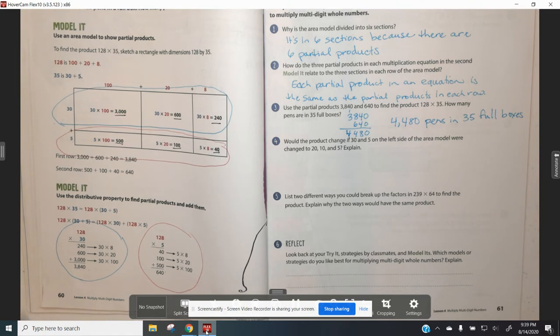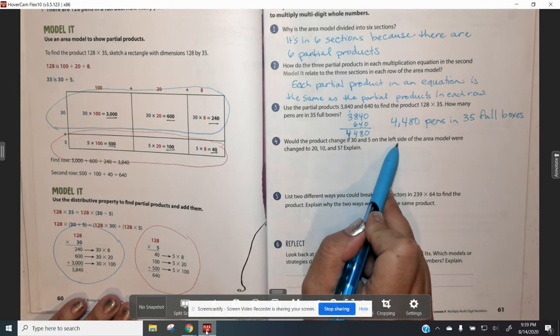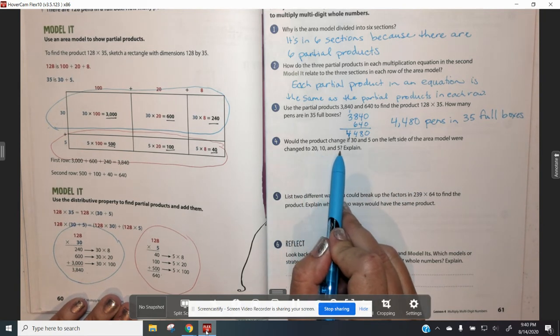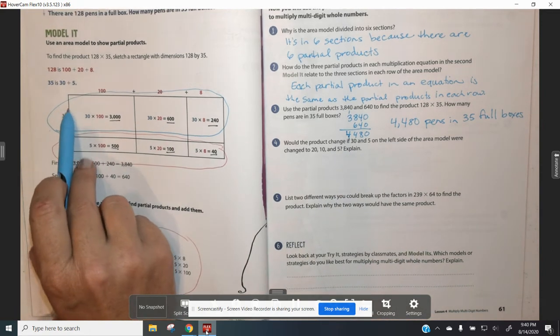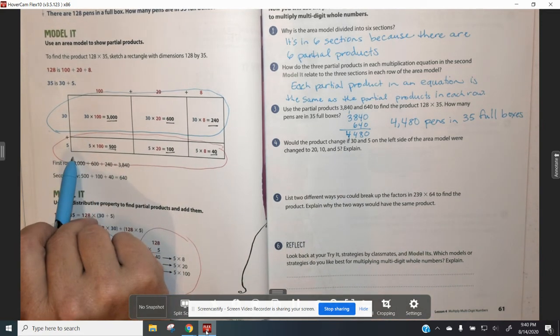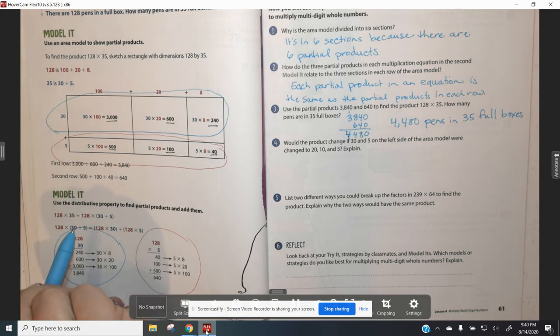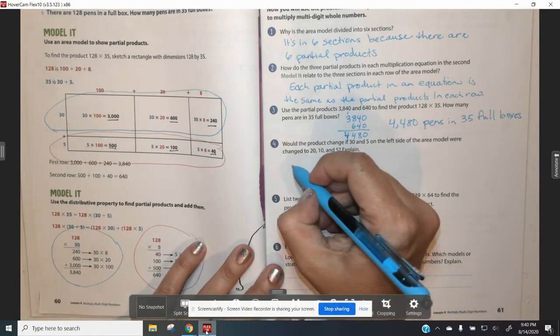All right. Now, would the product change if 30 and 5 on the left side of the area model were changed to 20, 10, and 5? Explain. So if we changed this instead of being 30 and 5, if we changed it to 20, 10, and 5, would it give us a different value? I don't know. Let's find out.